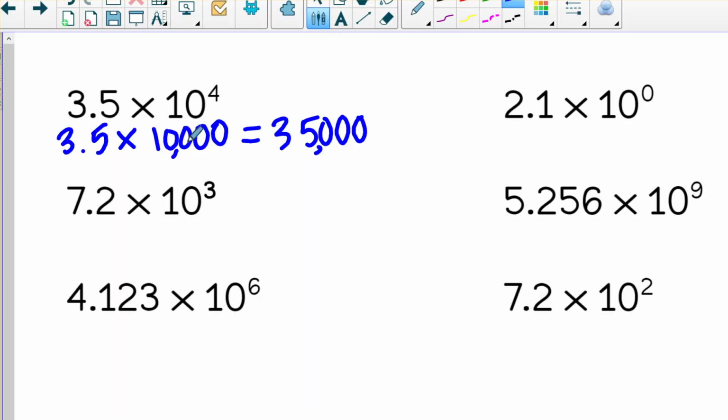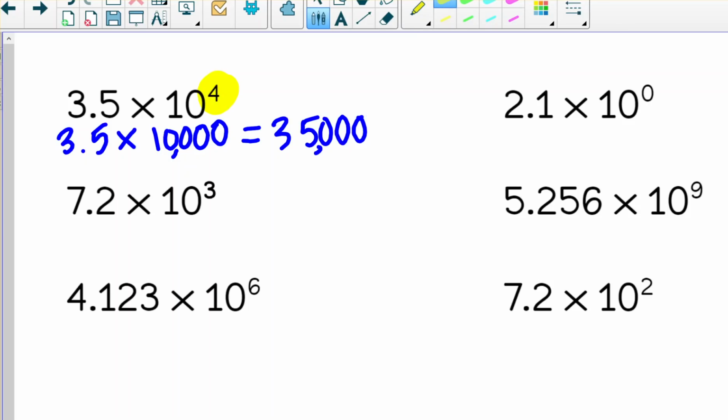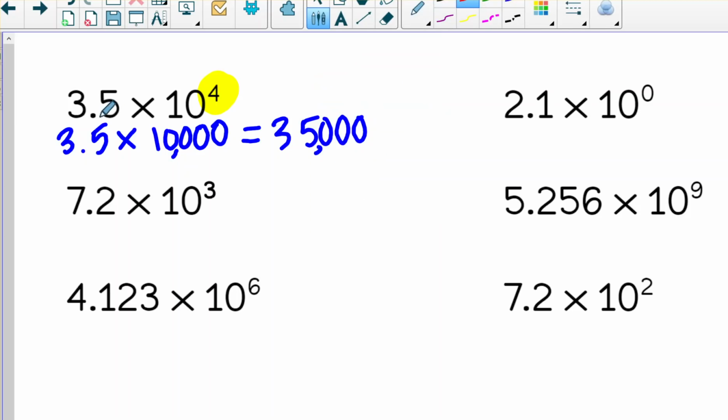Now I could do this by longhand, but there's a shortcut. The shortcut is to use this exponent. What this exponent tells me is the number of decimal places that I need to move my decimal. I can see right here that my decimal is next to the 3. So that means I am going to move my decimal 4 places to the right. The reason why I'm moving it to the right is because this is a positive exponent and I need to make my number increase.